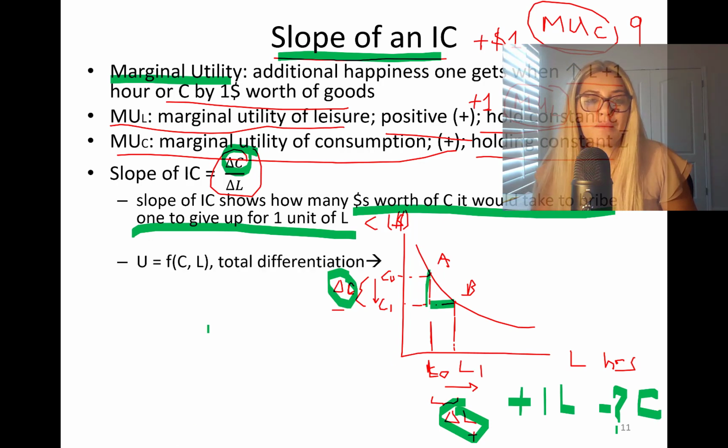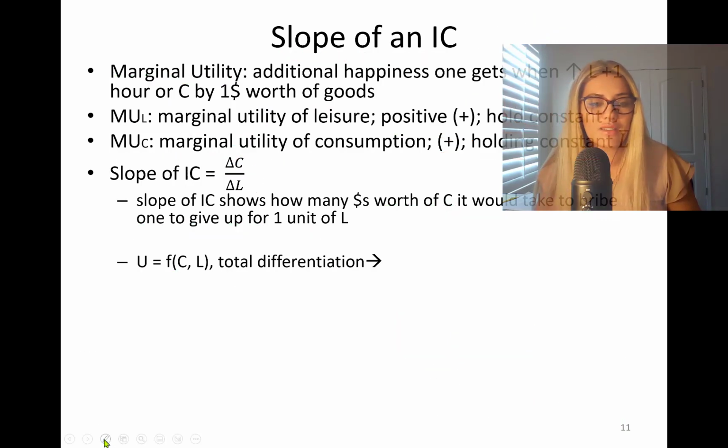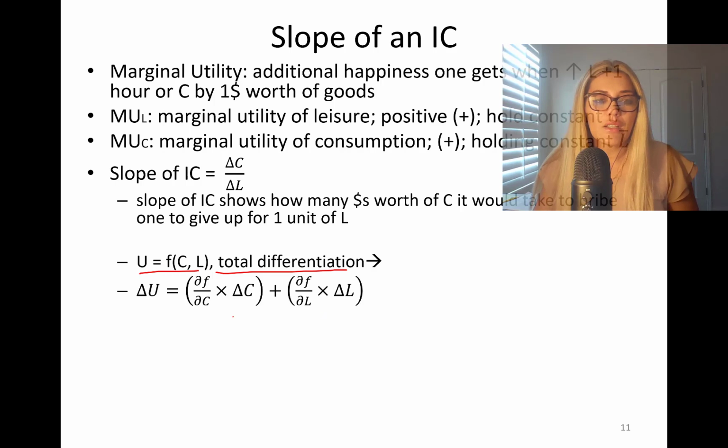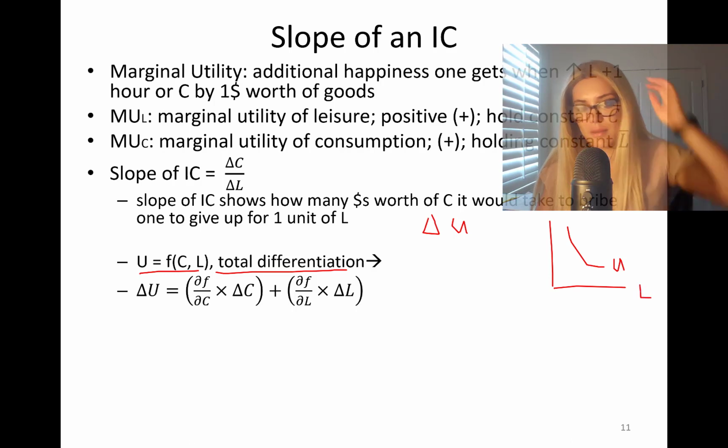Okay, so mathematically we use total differentiation. Again, if you don't remember calculus, it's okay. In this class I teach everything from zero, don't worry. So it comes from the utility function. We're going to use total differentiation. So change in utility, right, along an indifference curve. We are on an indifference curve. This is level U, leisure, consumption.